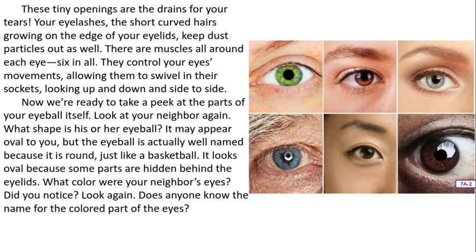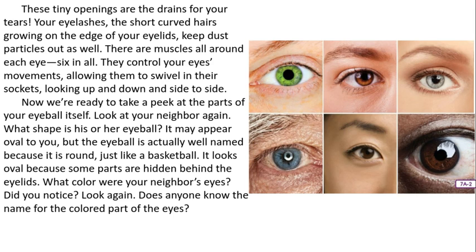Your eyelashes, the short, curved hairs growing on the edge of your eyelids, keep dust particles out as well. There are muscles all around each eye, 6 in all. They control your eyes' movements, allowing them to swivel in their sockets, looking up and down and side to side.